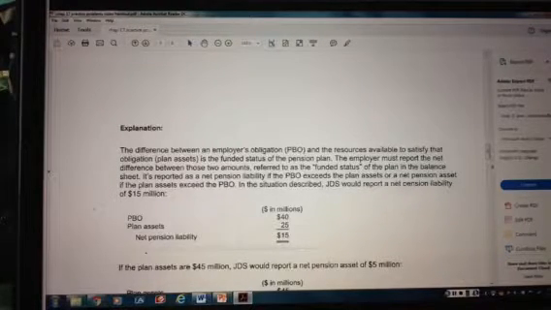It's reported as a net pension liability if the PBO exceeds the plan assets, or as a net pension asset if the plan assets exceed the PBO. So in our example, the PBO is much higher than the plan assets, so we are underfunded. Our liability is $40 million, but we only have $25 million put away in the plan, so we're underfunded. We have a net pension liability of $15 million.